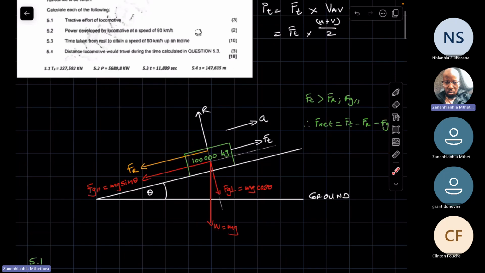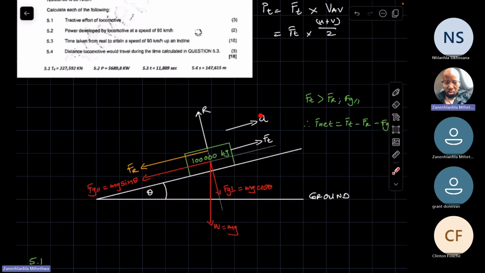So looking at a free body diagram, the force going the same direction as acceleration is the attractive effort or total force applied. Meaning that the total force applied is greater than any and all forces going against acceleration.